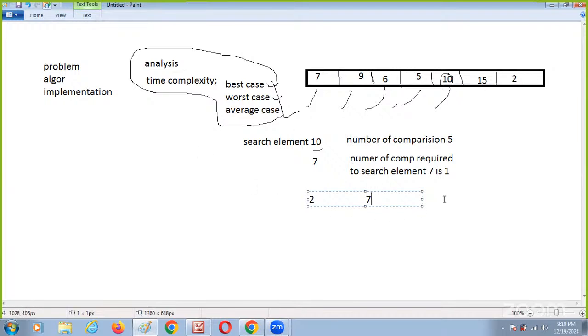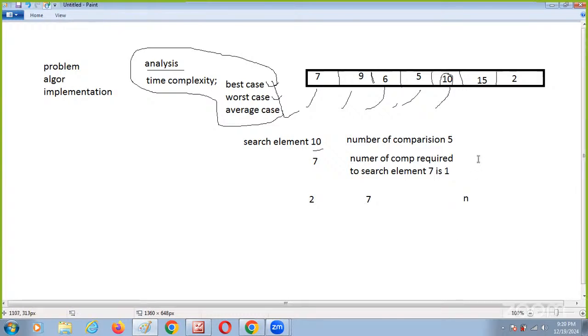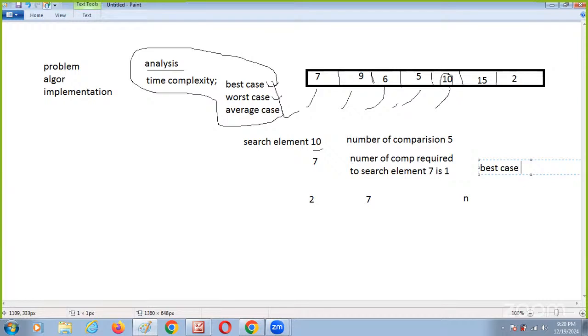In general, it is taking n. In general, it is taking 1. In the best case, what is the time complexity of searching a particular element? Whatever element I want to search, if the element is found at the starting position, that is called the best case. So the best case time complexity of this problem is order of 1.